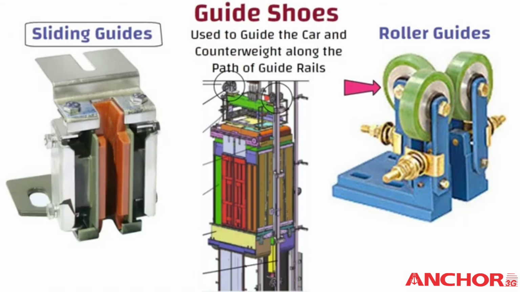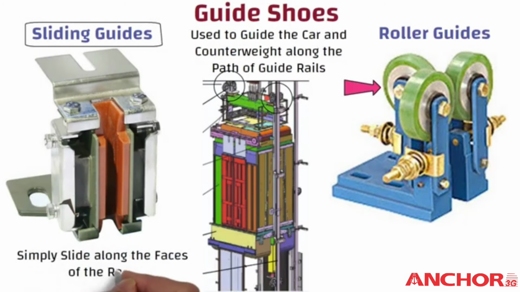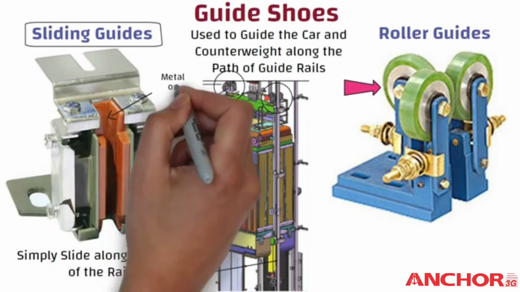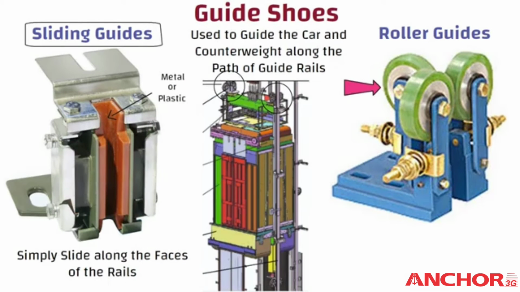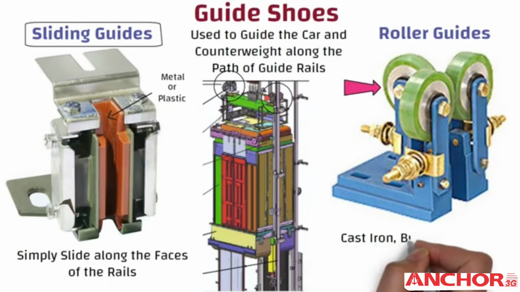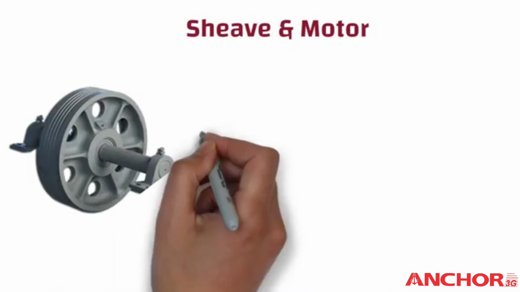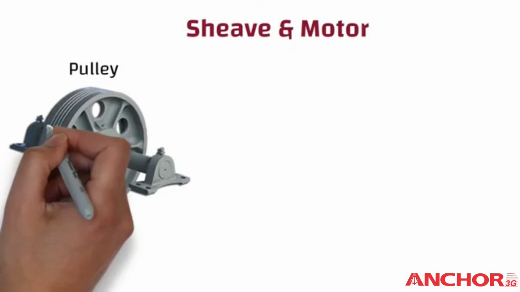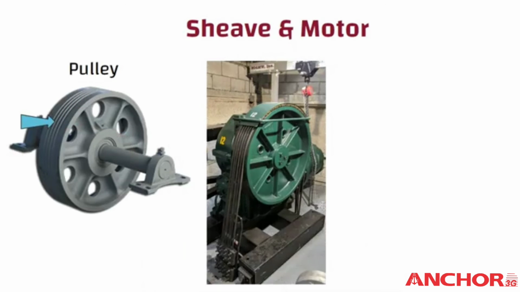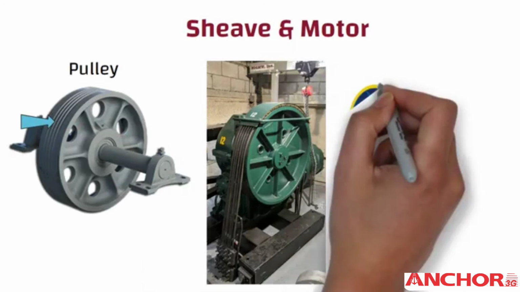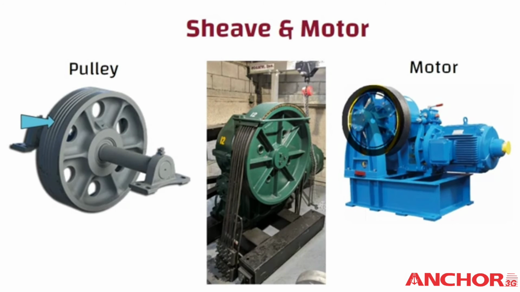Sliding guides. Guide shoes which simply slide along the faces of the rails. The sliding insert or jib may be metal, requiring guide rails to be lubricated, or may be plastic material which is self-lubricating. Guide shoes are made of cast iron, brass, or synthetic materials such as nylon, fiber-based, etc. Sheave and motor. Sheave, also known as pulley. It has grooves in it and lets the rope be lifted, raised, and lowered. It is the motor that keeps the sheave moving in the correct direction, taking people where they need to go.